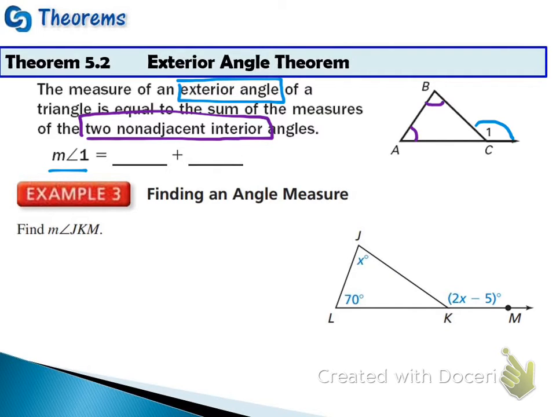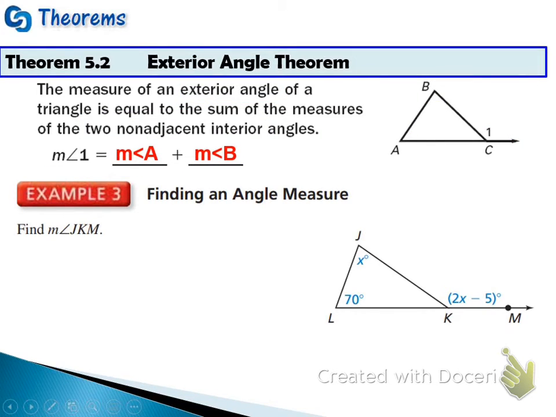So with that same highlighter that you highlighted 2 non-adjacent interior, A and B are the non-adjacent interior. So the exterior is equal to the measure of angle A plus the measure of angle B. And I'm going to show you why that is the way it is. So at this point, you should have all of that filled in. We're going to pick some easy numbers just to prove to you why this is true.